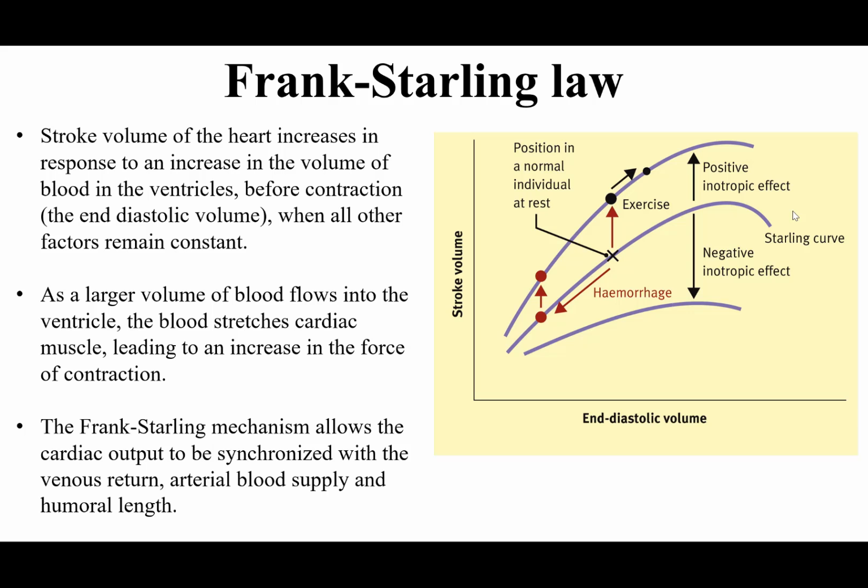and humoral length. So if you look at the curve given on the right side, compared to the graph for an individual at rest, which is the center line here, during exercise you can see that with an increase in the diastolic volume, your stroke volume also increases. This is in contrast to the hemorrhagic effect, where even if the diastolic volume increases, the stroke volume actually goes down. So it's not a linear increase.